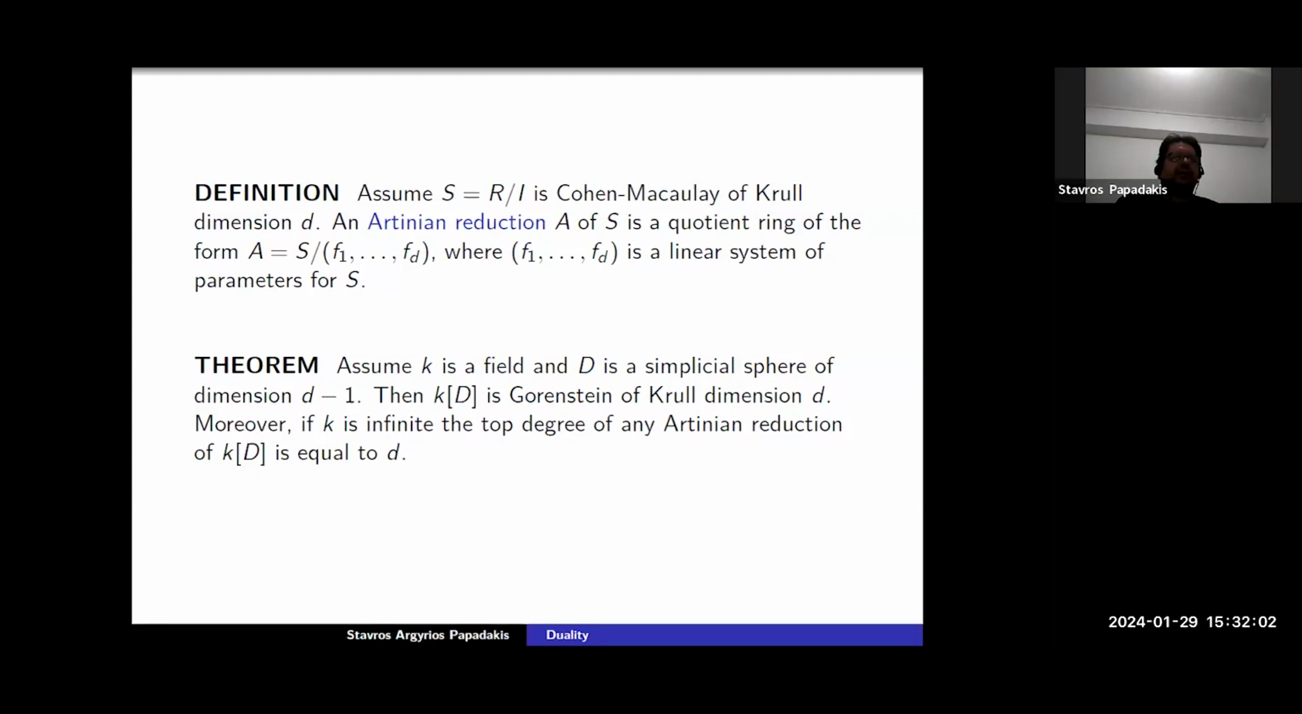The next is an important theorem, which tells you that for a simplicial sphere, the standard Stanley-Reisner ring, the face ring, is very good. This theorem says that if we have a simplicial sphere of dimension d minus one, then the face ring is Gorenstein. And moreover, if we have an infinite field, the top degree of any Artinian reduction is equal to d. The Cohen-Macaulay part follows from the discussion by Karim in the previous talk. And then you need a little extra effort to get the Gorenstein property and that the top degree is equal to d.